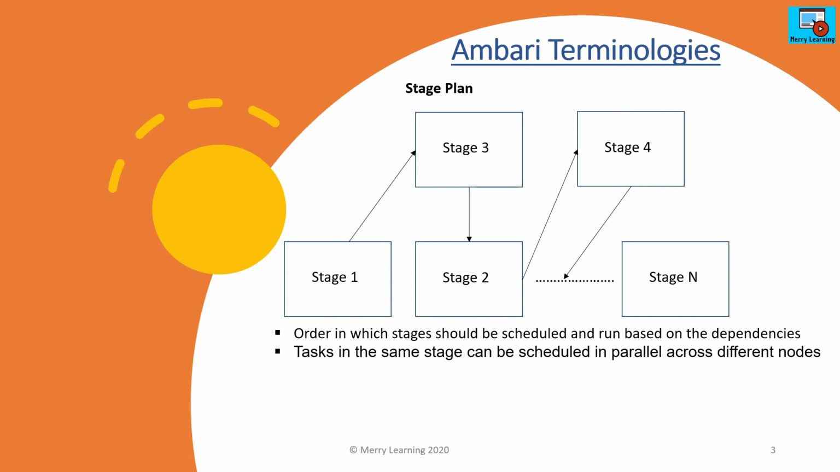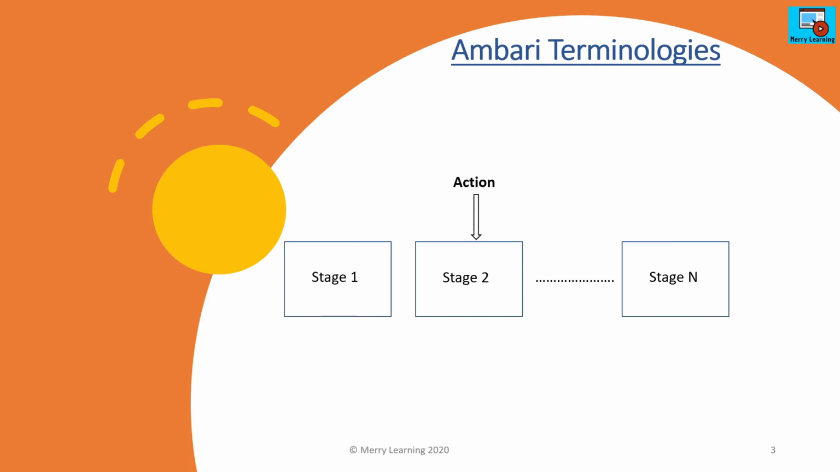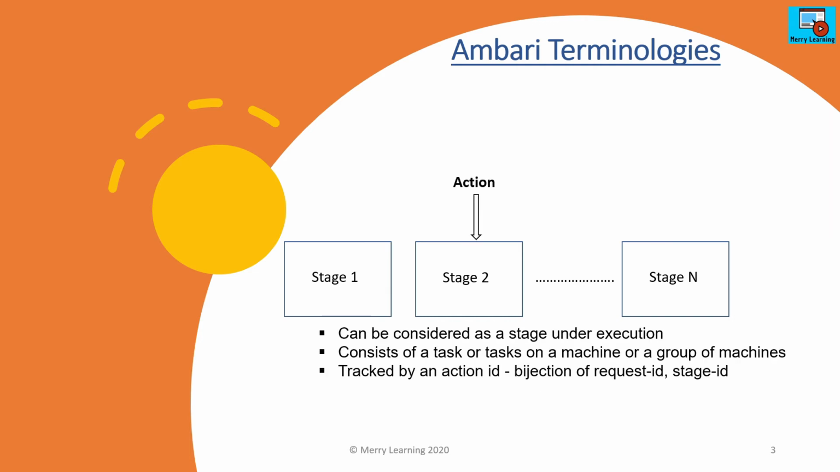Some tasks are required to complete before the others can be scheduled. Therefore, the tasks required for an operation can be divided into various stages, where each stage must be completed before the next stage. But all the tasks in the same stage can be scheduled in parallel across different nodes. A stage under execution can be considered as an action. An action consists of a task or tasks on a machine or a group of machines. Each action is tracked by an action ID and nodes report the status at least at the granularity of action. Unless specified otherwise, a stage and an action will have one-to-one correspondence. And so, an action ID will be a bijection of request ID and stage ID.